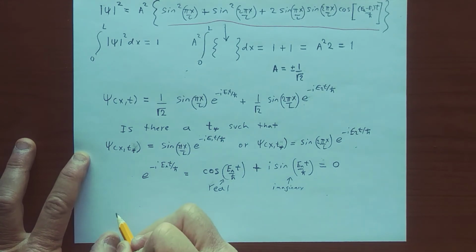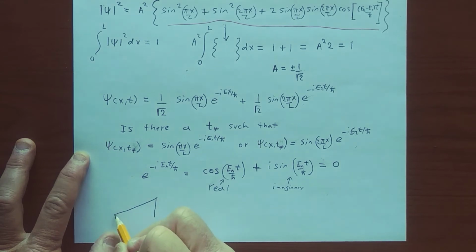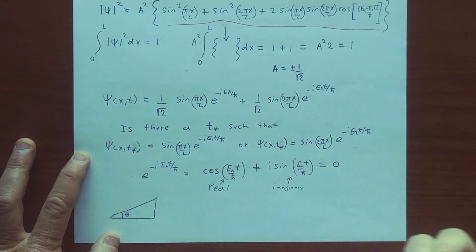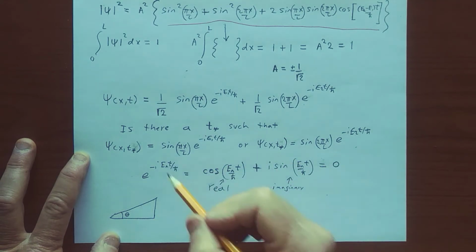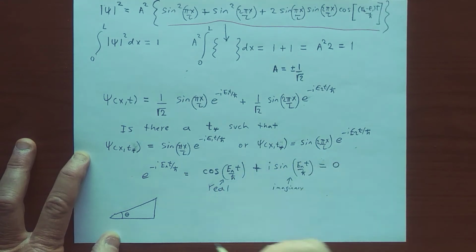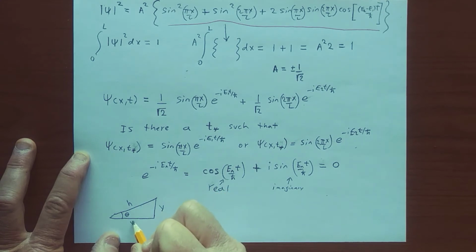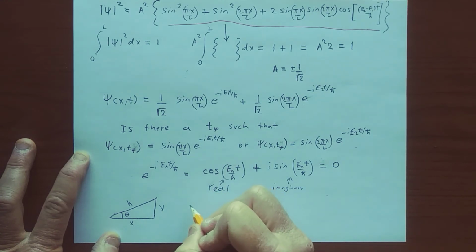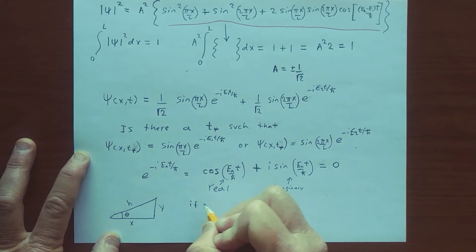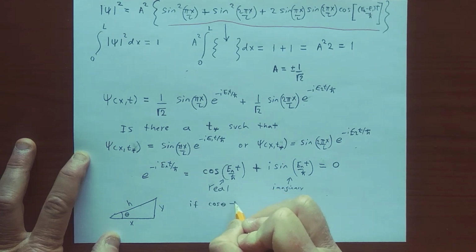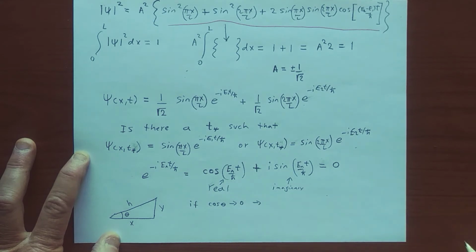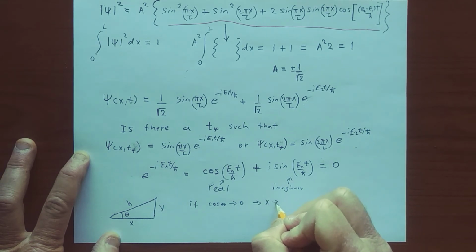And in this case, we can sort of just look at what we mean by sine and cosine. What are the definitions of sine and cosine? So here's an angle, right? In this case, the angle we're dealing with is E_n t over h bar, but here's a general angle theta. Here's the hypotenuse. Here's the opposite side. Here's the adjacent side, right? So let's say if the cosine of the angle goes to 0, then what does that imply? Well, that implies that the x side, the adjacent side, has gone to 0, right? So x is going to 0.